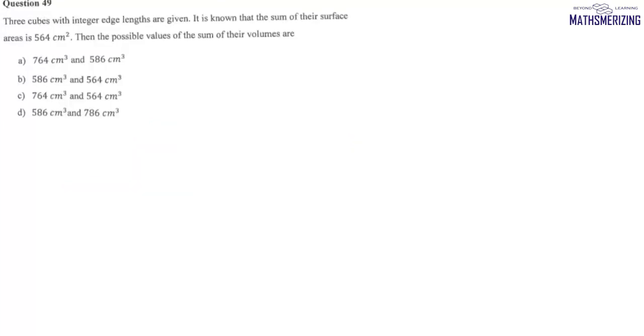Now question number 49: 3 cubes with integer lengths are given. It is known that the sum of their surface areas is 564. Then the possible values of the sum of their volumes are. Now suppose their lengths are A, B and C. Then the sum of their surface areas will be (A square plus B square plus C square) into 6, and that should be equal to 564. So from here we'll write A square plus B square plus C square as 564 divided by 6, which should be equal to 94.